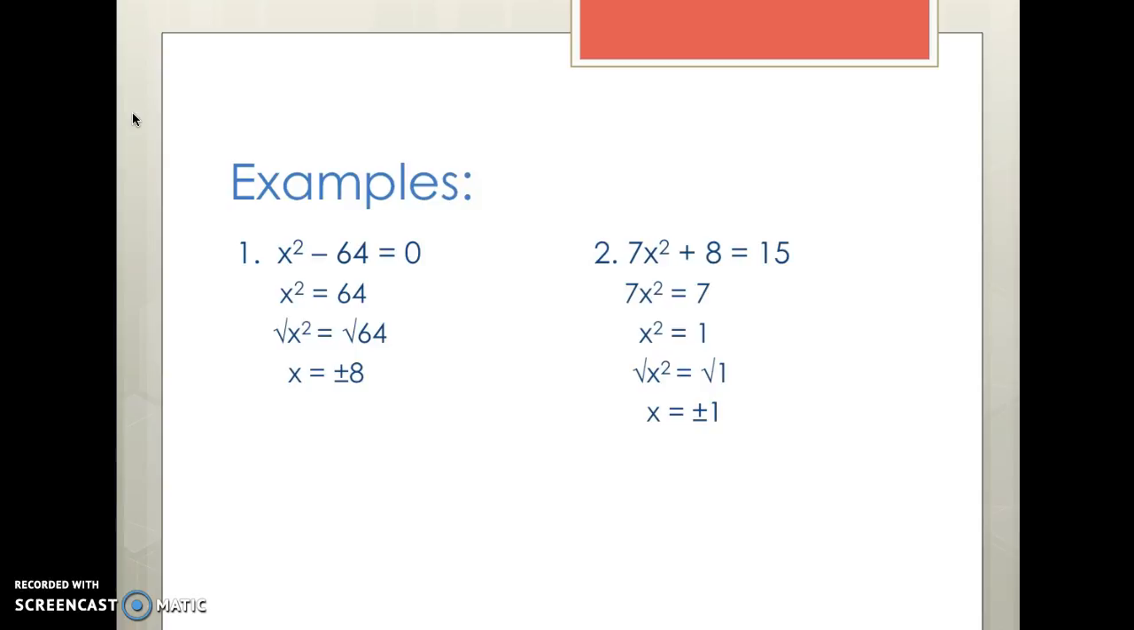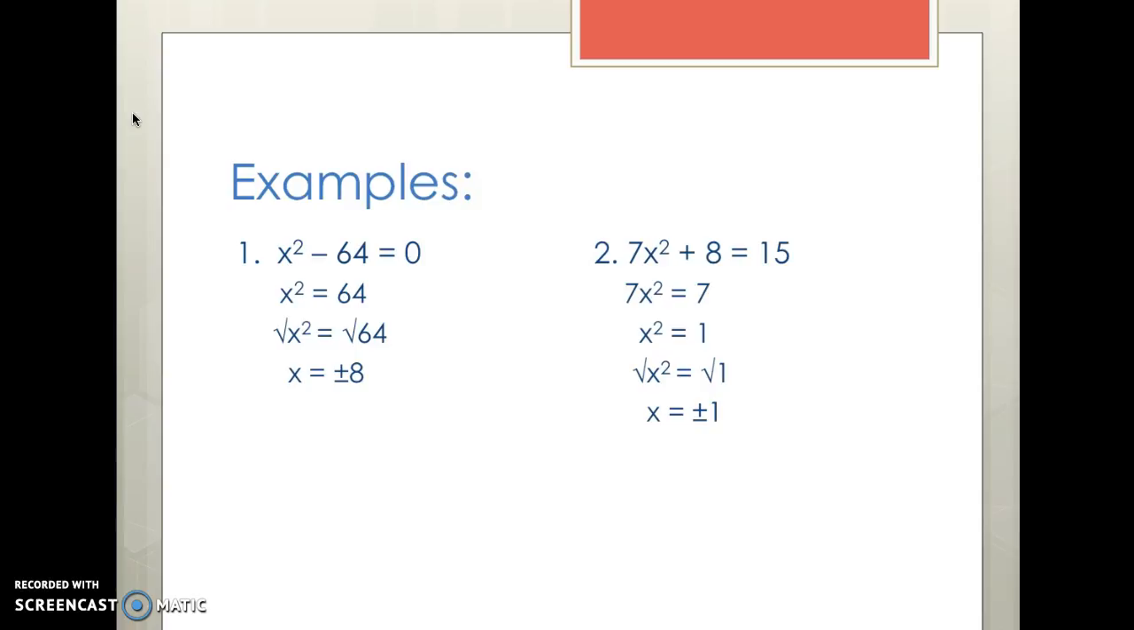Number 2, we have 7x squared plus 8 equals 15. So we're going to take 7x squared and isolate that on one side of the equal sign. Next, we're going to subtract 8 from both sides. So we have 15 minus 8 equals 7, and 7x squared equals 7.